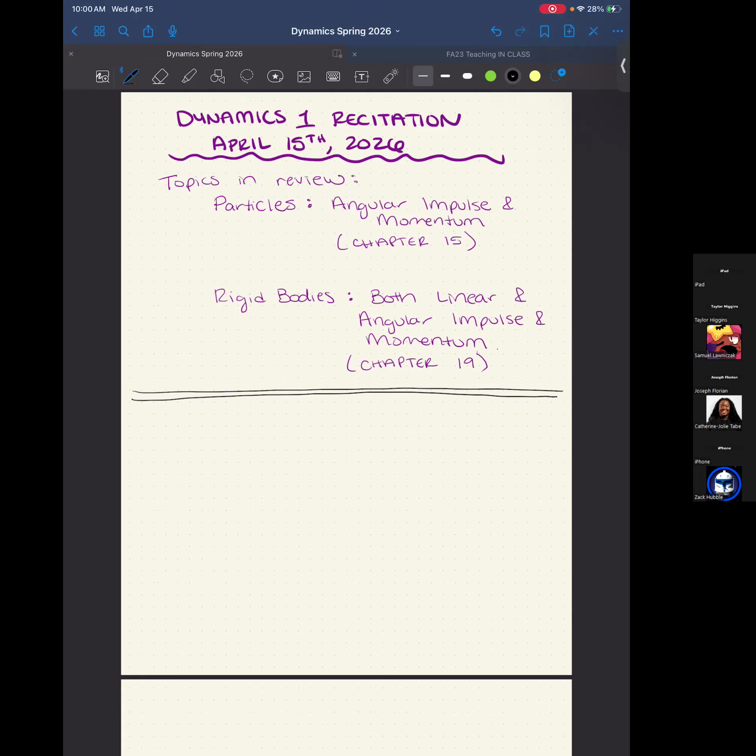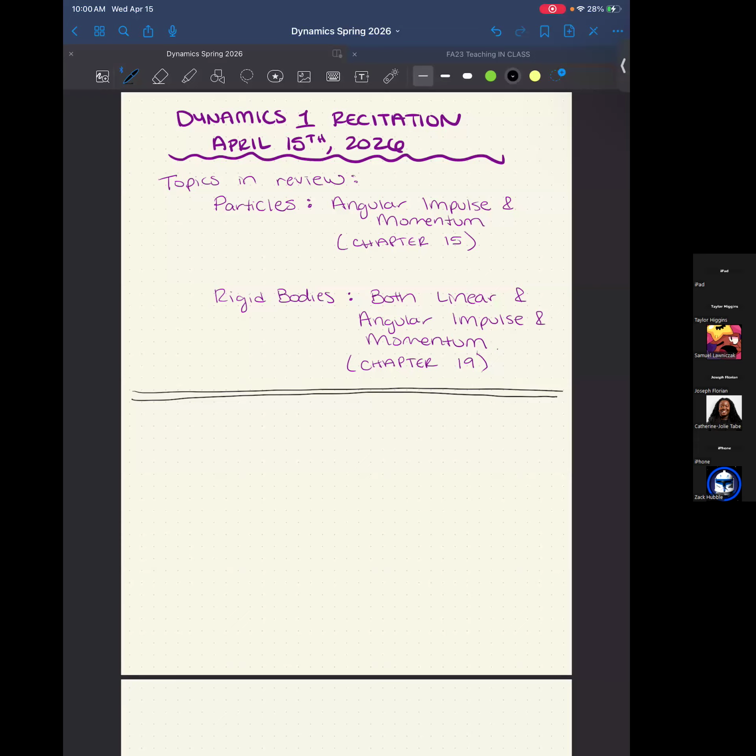Okay, so I know I don't normally do lecture style stuff in recitation, but there were just a couple of items that I felt like I didn't cover super well about impulse momentum that I wanted to take a step back and give a little bit more intuition on.